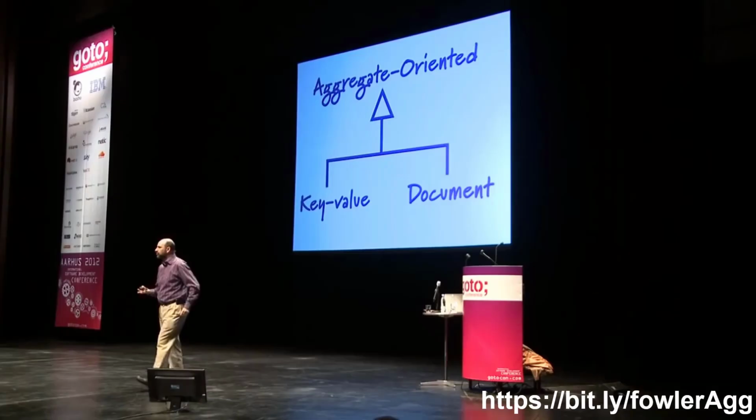And I'm not the first person to make this observation. Martin Fowler here actually tried to coin the term aggregate-oriented database, and this is as far back as 2012. And there's a link to this presentation where he talks about it right here. But it never really caught on. But in my mind, it's a really good way to think about it. Aggregate-oriented expresses the intent of what's going on better than key value or documents.